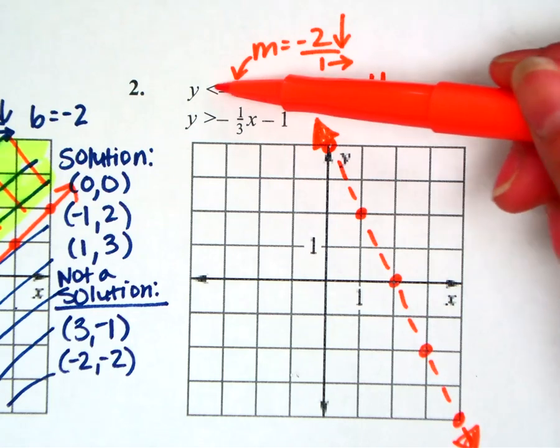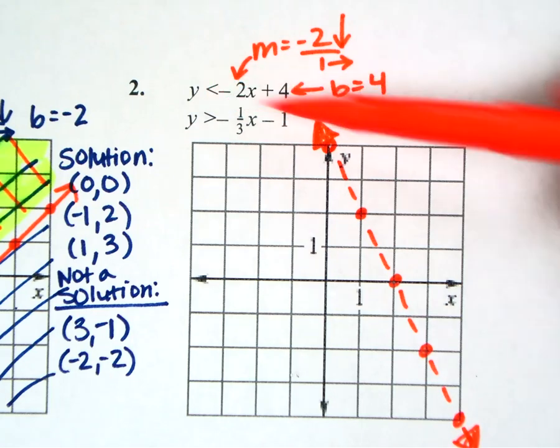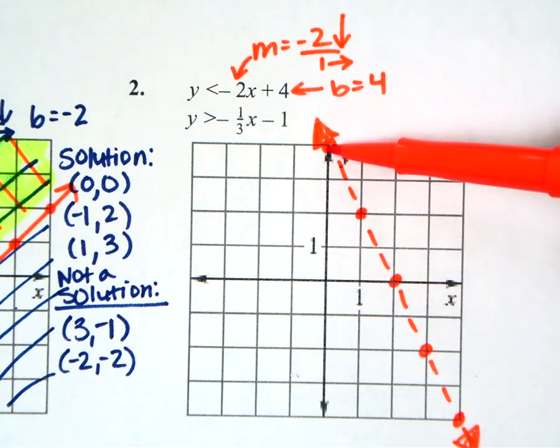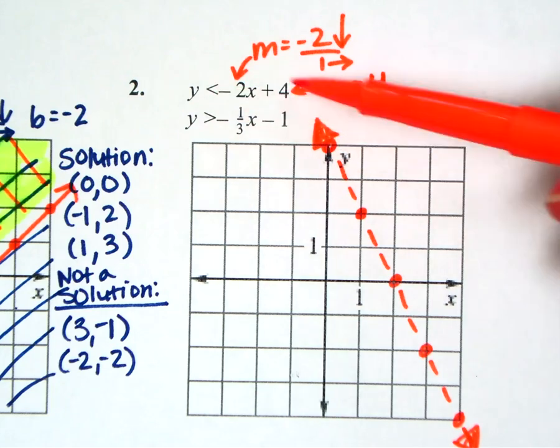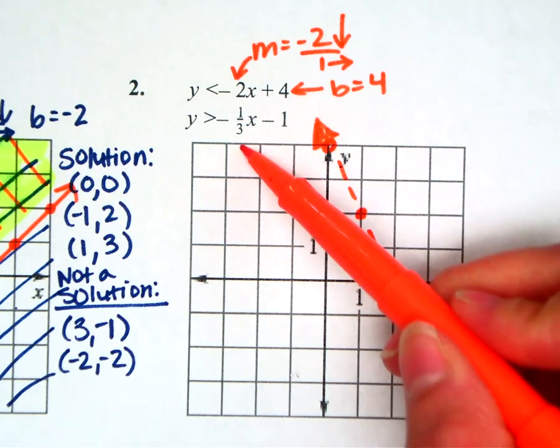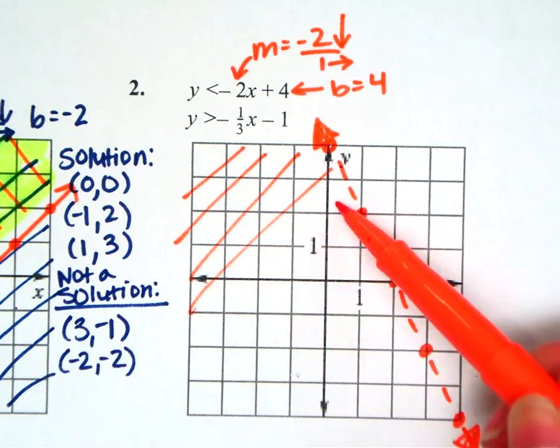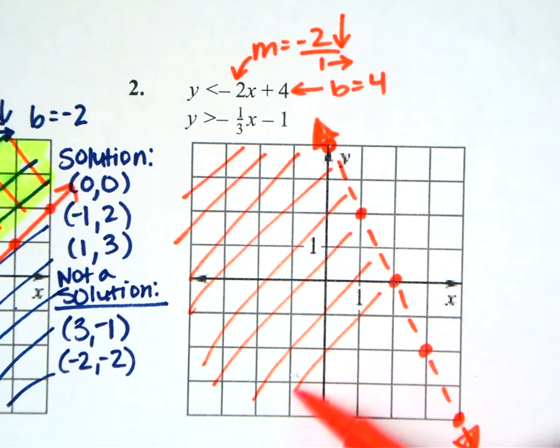Now I'm going to ask myself, where am I going to shade? If this is less than, I need to either shade below or above. Well, anything less than +4 is below, so I'm going to shade below. All of this area below.